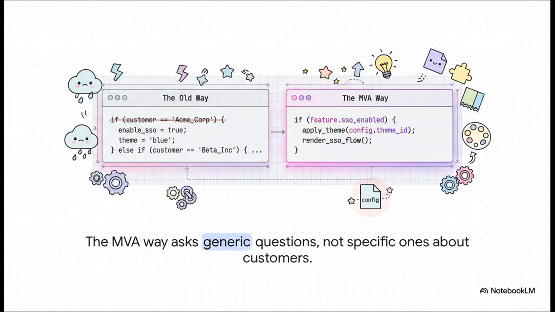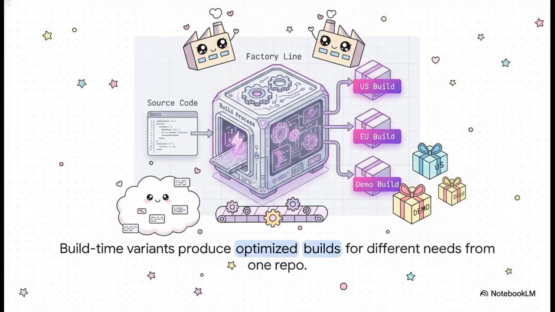All the specifics are handled by configuration, not by the code itself. Now, layer 2. These build time variants, you can think of it like a factory assembly line. You can take your single source code and produce different, highly optimized builds for very specific purposes. Say, a version for the US market, another for the EU with different compliance rules, or maybe even a lightweight demo version. It's all coming from the same source.